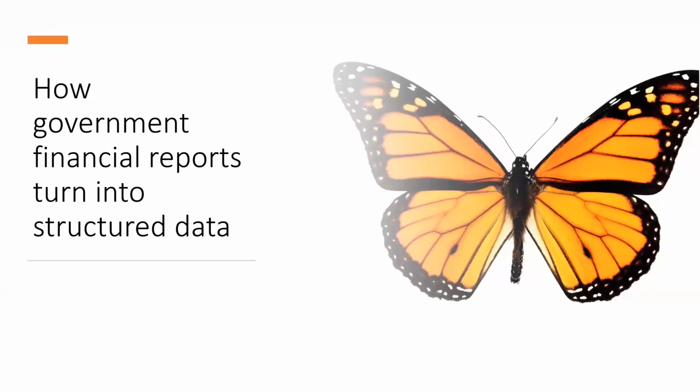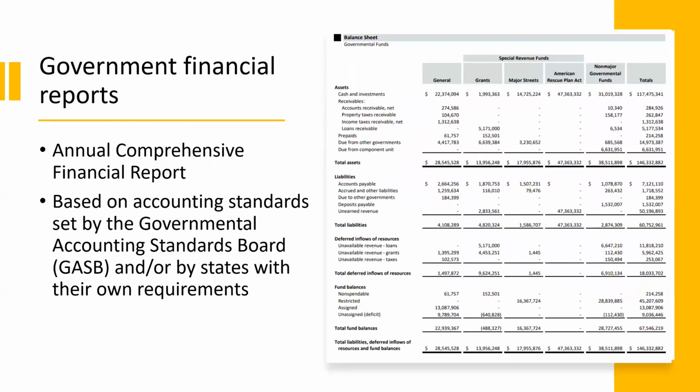In this video, we'll address how government financial reports can be transformed into structured, fully machine-readable data. We start with the kind of information that is submitted to the MSRB's EMMA system today. For example, this is the governmental funds balance sheet, part of a general purpose government's annual comprehensive financial report.